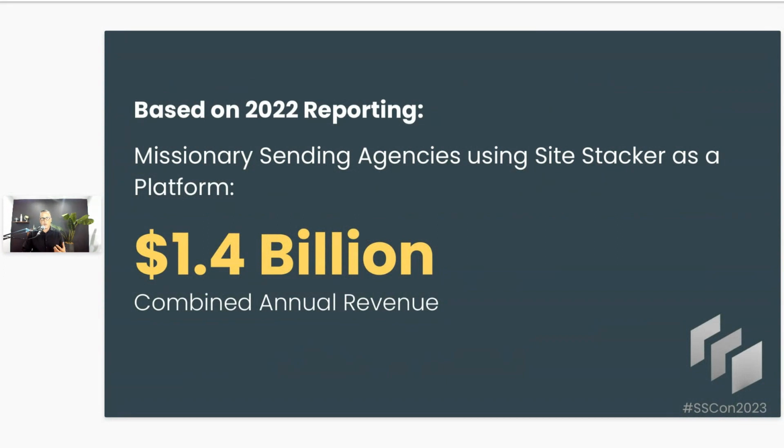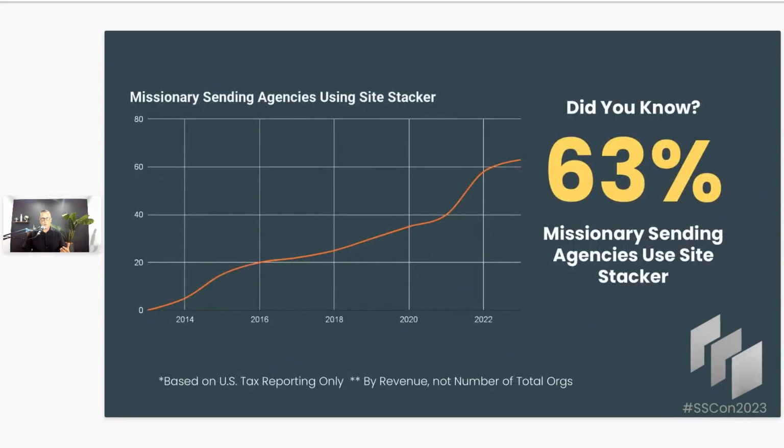So SiteStacker is a platform right now. You can see the growth trajectory. We started offering SiteStacker as a platform to missionary sending agencies back in mid 2013, and now you can see what that growth rate has looked like. We've had a significant upturn even in the last 2 years, probably our strongest growth in the history of our company. And based on what we're seeing right now, if you were to keep going with this chart, I think we actually are in an even stronger growth cycle now than we ever have been. So it's definitely going to be another straight up line there for sure.